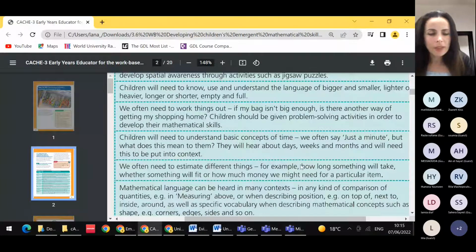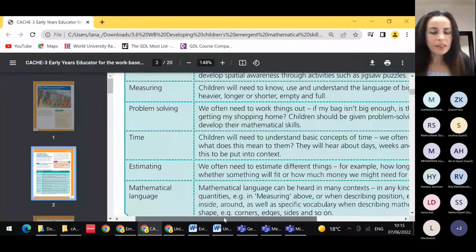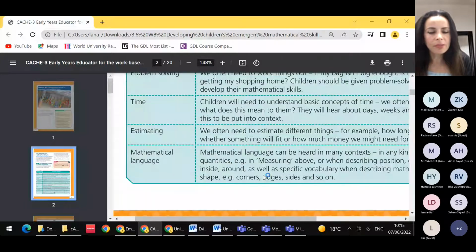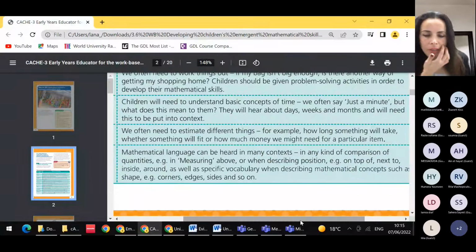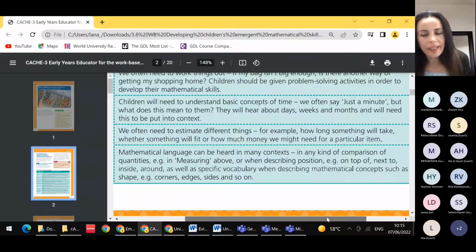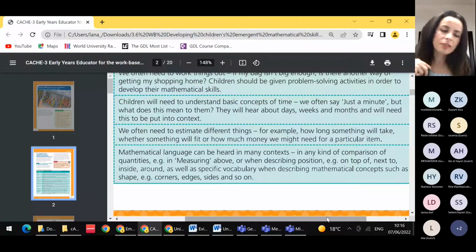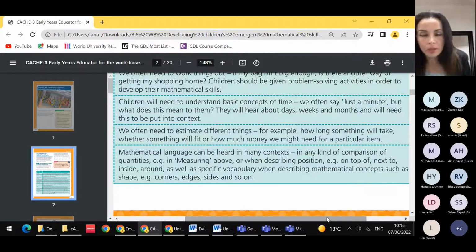Also, we have estimating. This is kind of mathematics. So we estimate different things. We estimate the length of the thing. We estimate the width. We estimate how much money we need to take with us home to do shopping. So all this is estimations, and estimations are used in the maths.